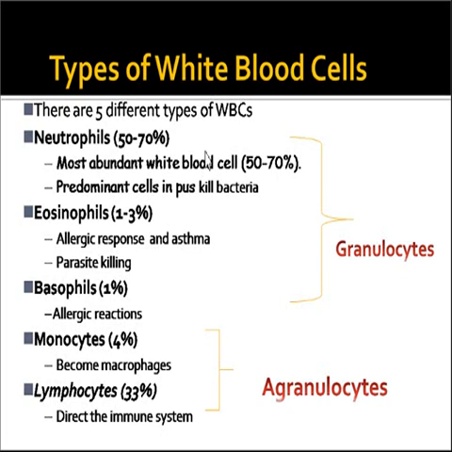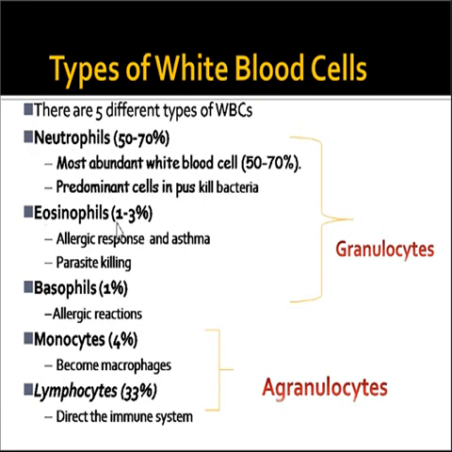Among these, the major player is the WBCs, and there are five types of white blood cells. They are categorized on the basis of the presence of certain granular structures as granulocytes and agranulocytes. Granulocytes are further divided into three types: the neutrophils, eosinophils, and basophils. Neutrophils constitute about 50 to 70% of the WBCs. It's the most abundant one, and it is the predominant cell in pus. The pus is white in color because of the presence of these neutrophils.